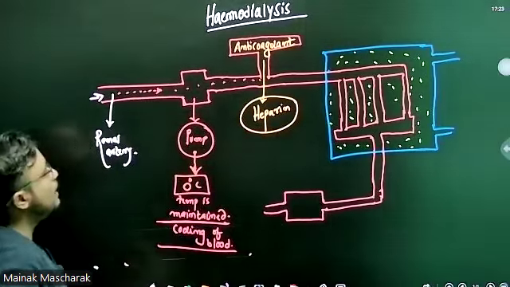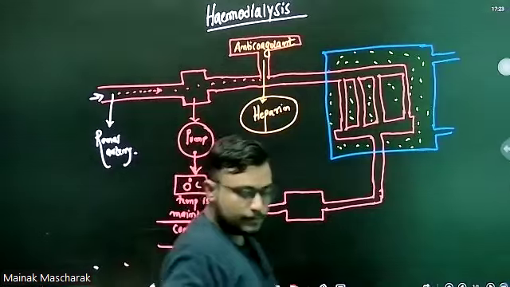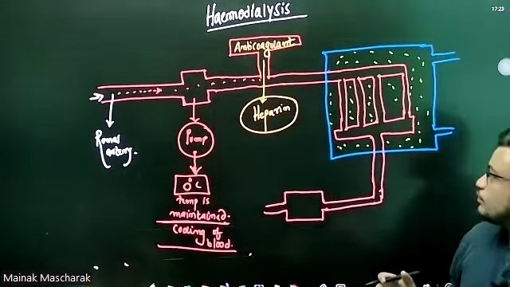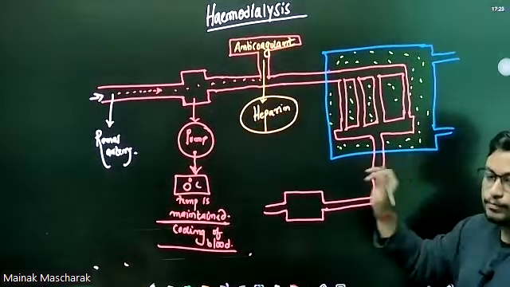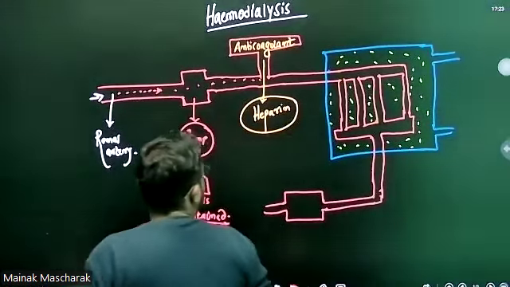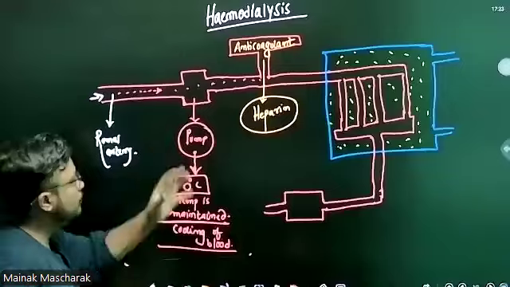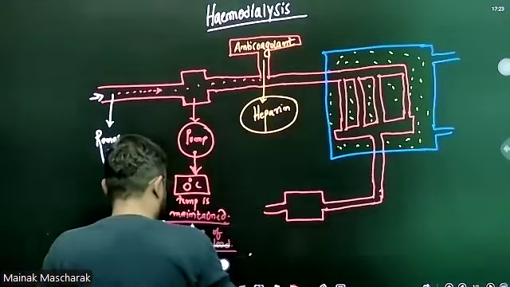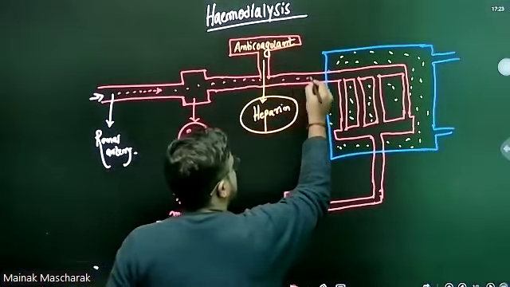Okay, so heparin is given in the blood. Understood? What type of anticoagulant is given? Heparin is put in the blood. Okay? Then this blood is taken inside the dialysis machine.